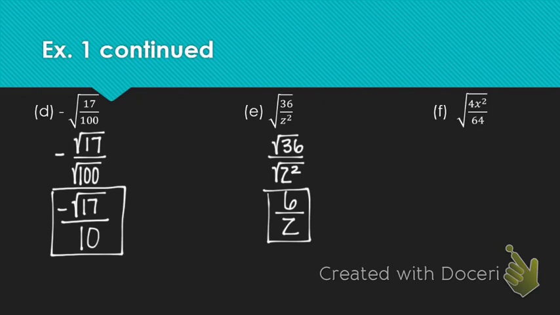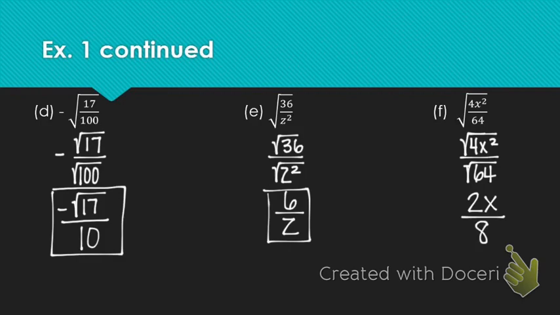What's the first thing we do with the fraction underneath the radical? Separate it. So we've got the square root of 4x squared divided by the square root of 64. Is 4 a perfect square? Yes. So what does it become? 2. Square root of 4 is 2. And what about x squared? The square root of x squared is x. Divided by, is 64 a perfect square? Yes. What is the square root of 64?